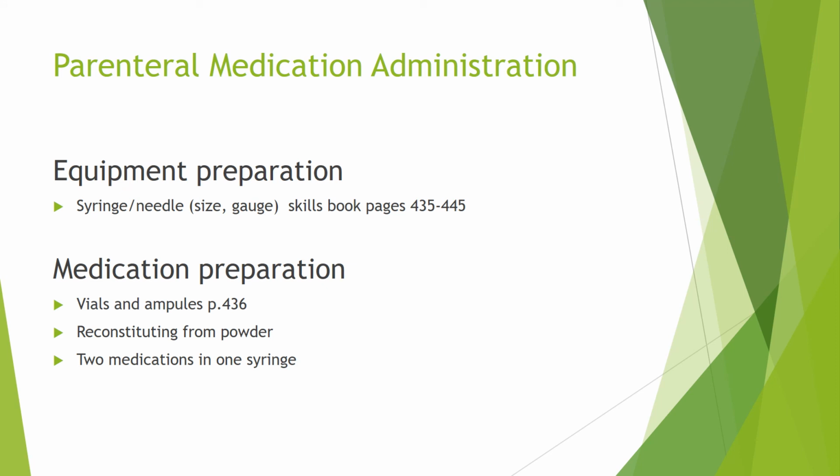So with parenteral medication, you're going to get the equipment you need, and Karen tells me that y'all have studied syringes and needles, and you can review these in your skills book 435 through 445. In our lab, we're going to be preparing meds from vials and ampules. This is shown on page 436 in your skills. You're going to learn how to reconstitute powder with a liquid and how to mix 2 meds in 1 syringe.